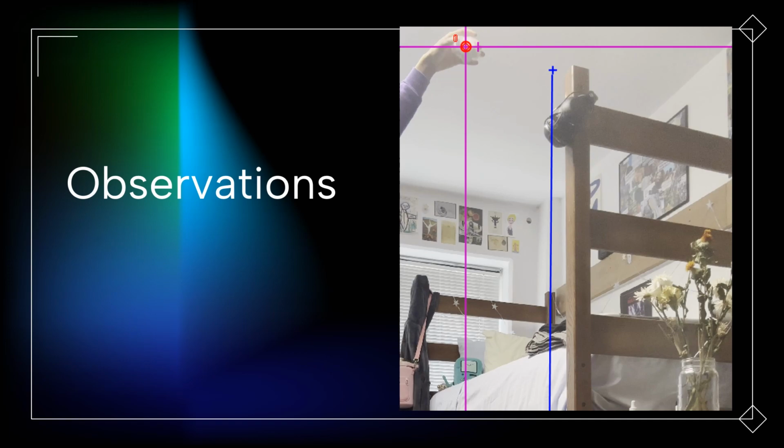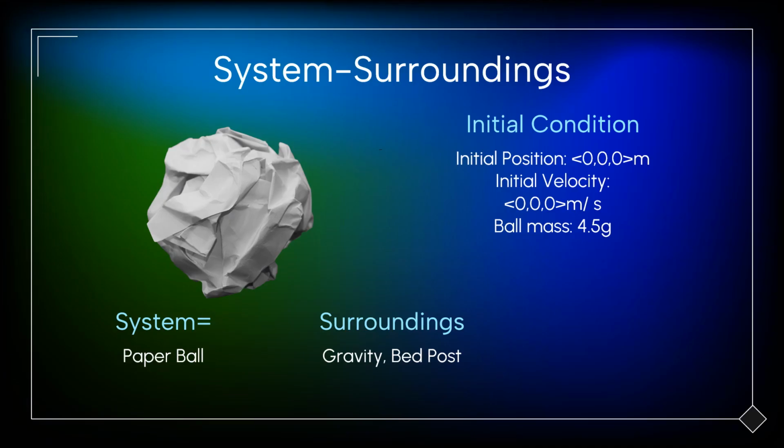So as we get into our observations, first, we have to define the system and the surroundings. The system would be the paper ball. The surroundings would be gravity and my bedpost, which the height was measured from. And listed here is the initial condition.